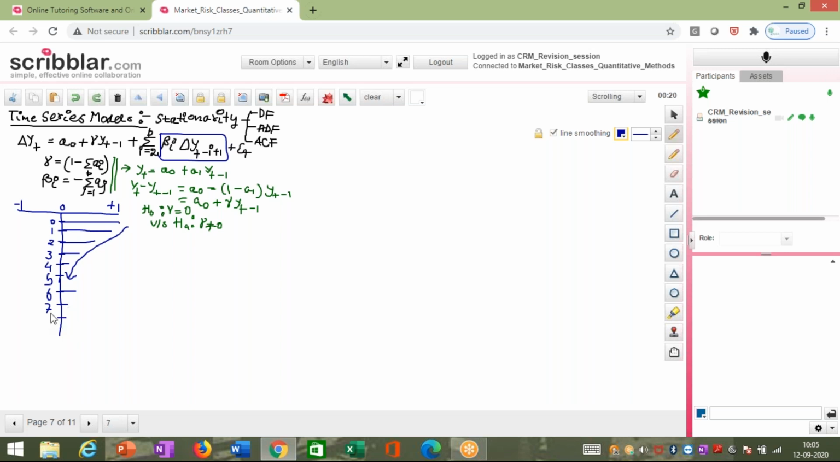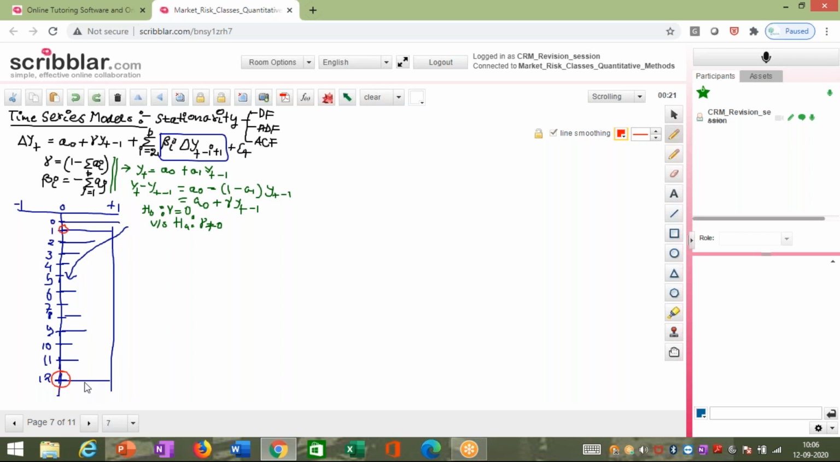7, 8, 9, 10, 11, 12. So over here, one thing that you see is that the height of this 12th lag is more or less similar to the one here. So it means that this does not permanently remain high. This is a temporary factor which is impacting YT, right?